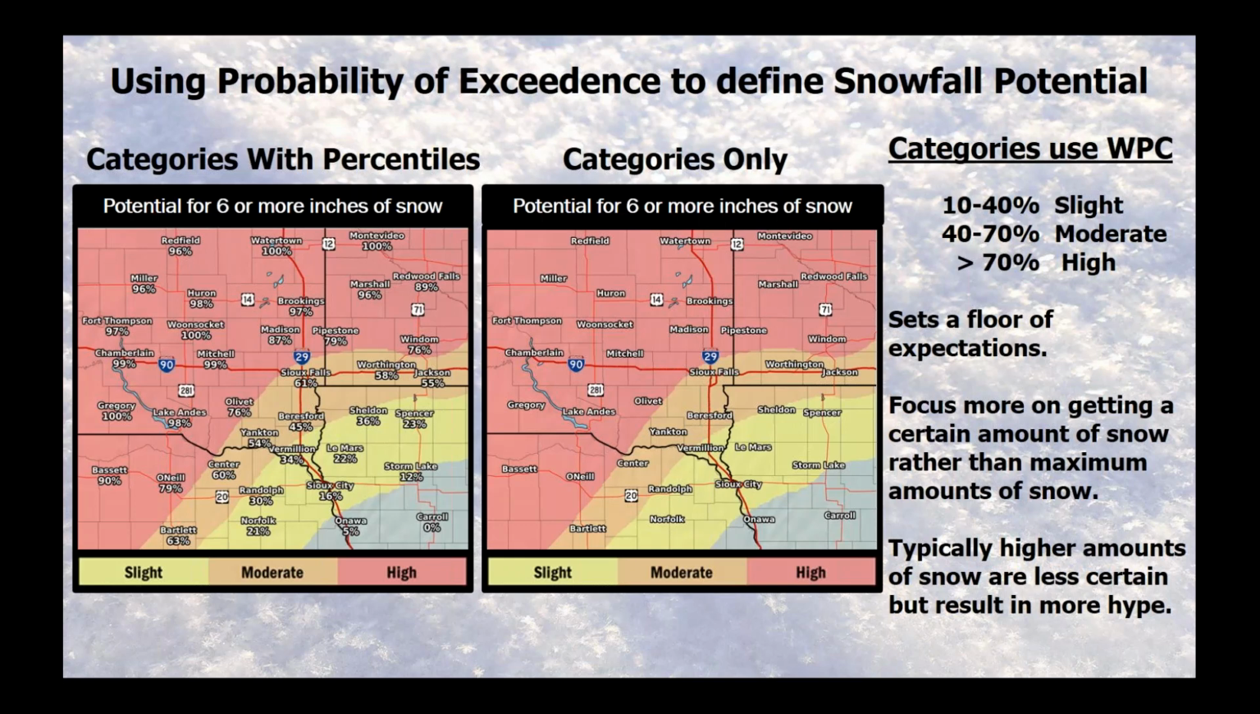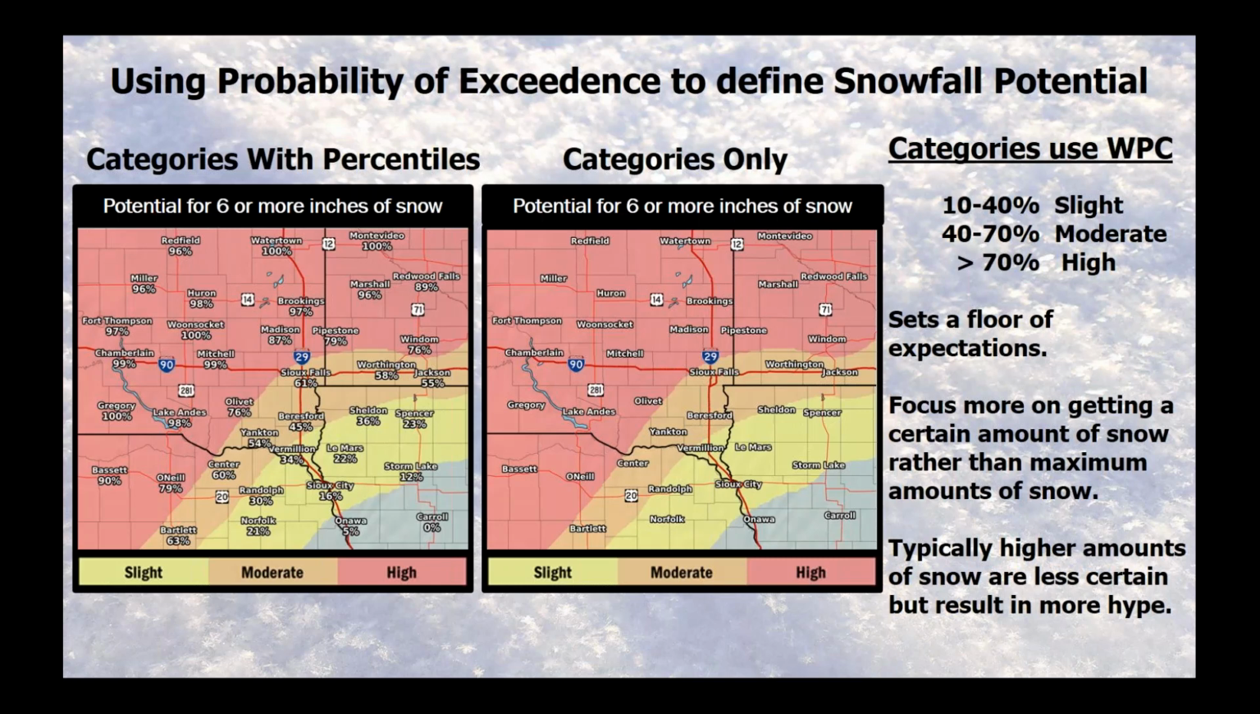Well, we changed the risk wording to potential because risk implies a threat, and snow by itself is not a threat. The impacts of that snow are a threat. So we've changed the wording to potential. And so you can put up a potential of, say, 6 inches like we have here. And you apply the same slight, moderate, high with the same percentiles WPC does, except we do it for an entire storm rather than over 24 hours.